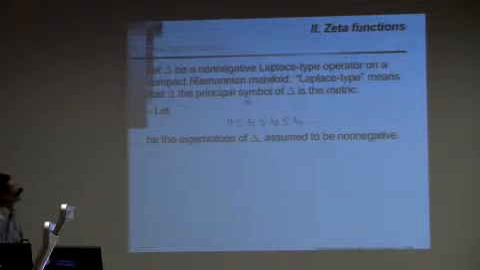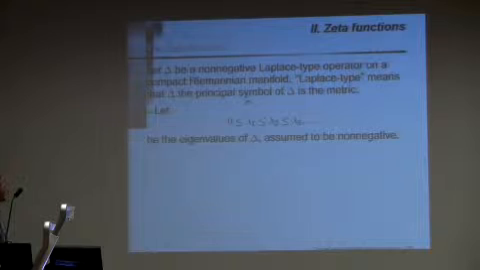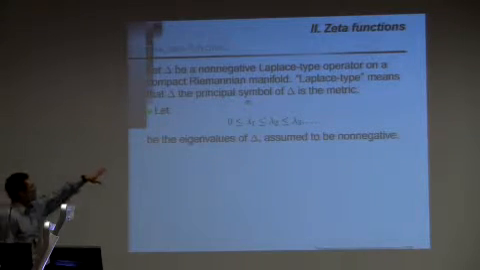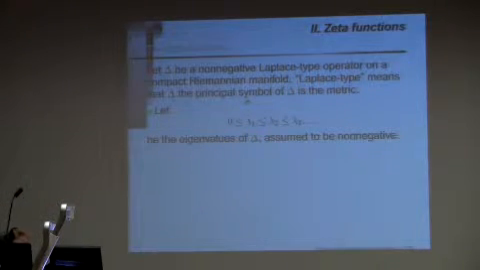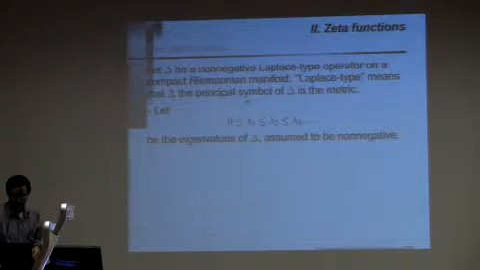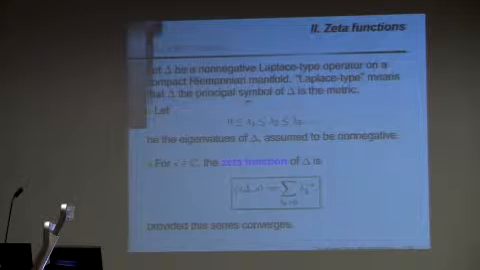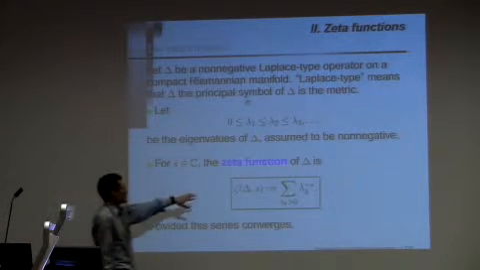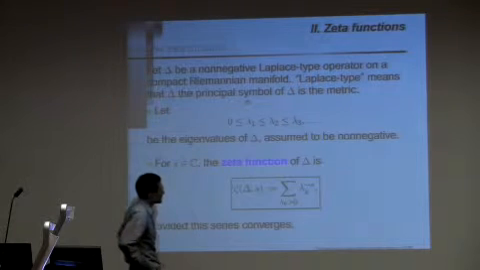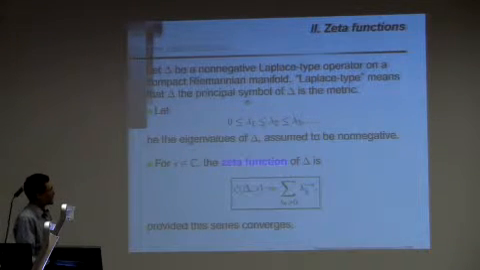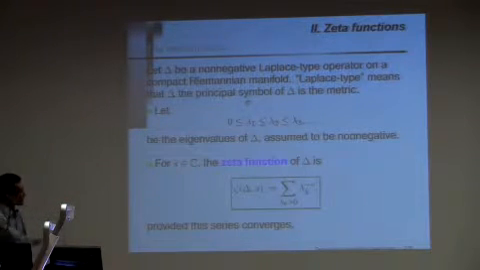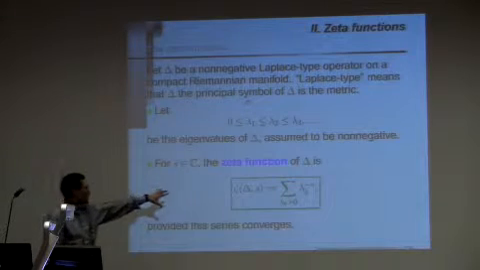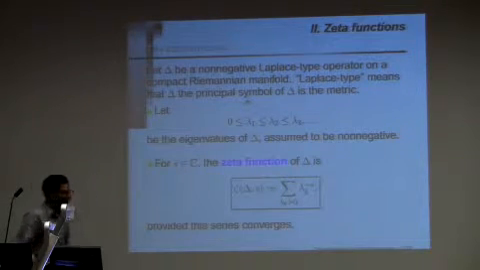So let delta be a Laplace type operator on a compact Riemannian manifold, and let lambda 1, lambda 2, and so forth be the eigenvalues. If the manifold has boundary, we always put Dirichlet conditions on the sides. Then for complex number s, the zeta function is defined in this way. You take the eigenvalues of your Laplace operator, delta, raise them to the power negative s, and sum over all eigenvalues. Of course, that sum is well defined provided that the sum converges.